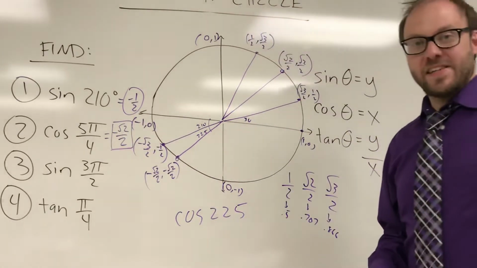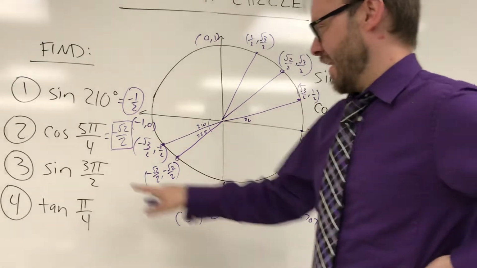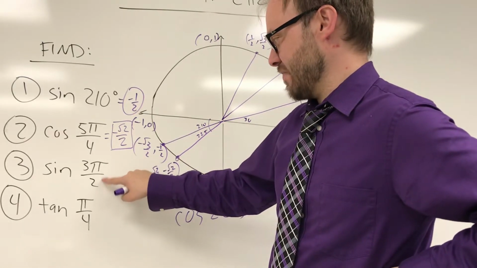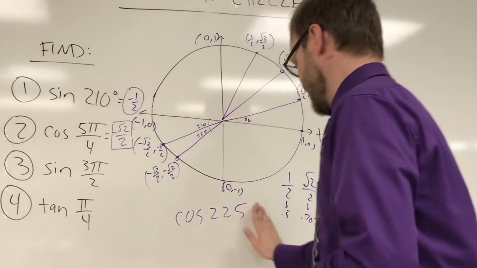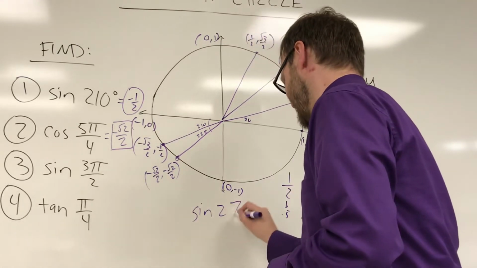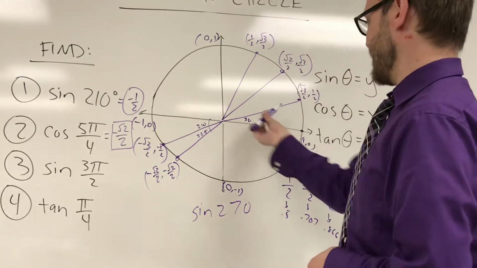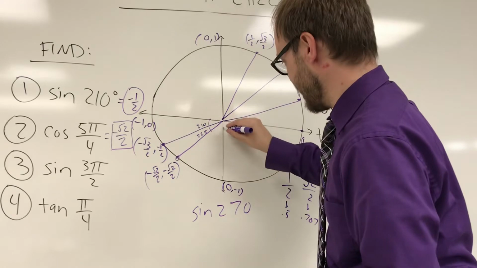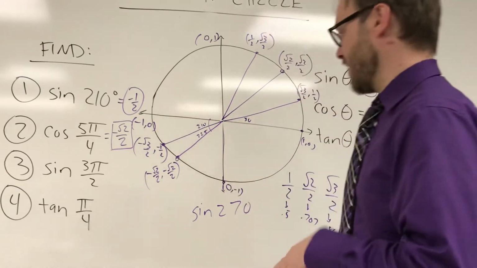All right? Sine of 3 pi over 2. Pi is 180. Half of 180 is 90. 3 times 90 is 270. So we're trying to find the sine of 270 degrees, okay? 270 degrees, you rotate around 180, you go another 90. 270 is going to be this angle down here, okay?